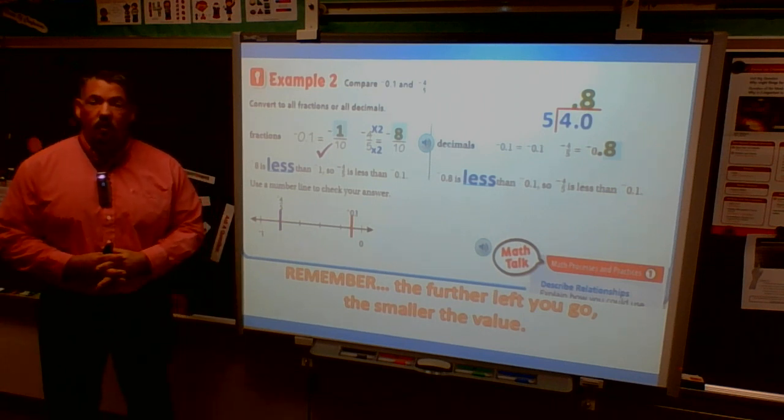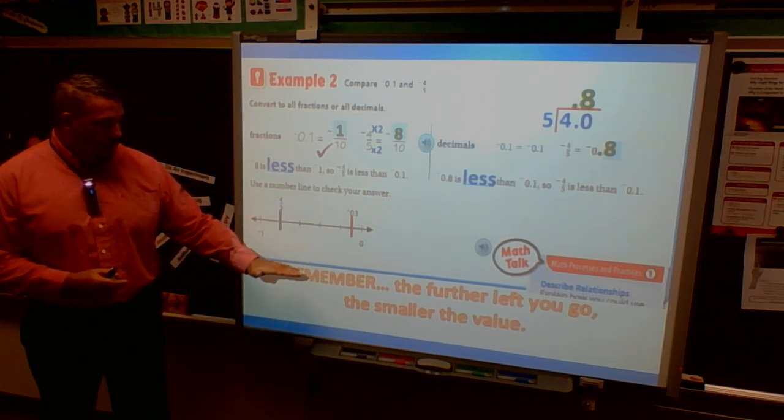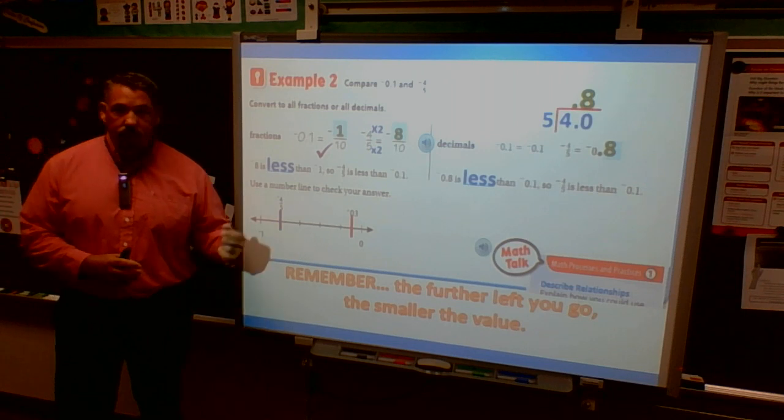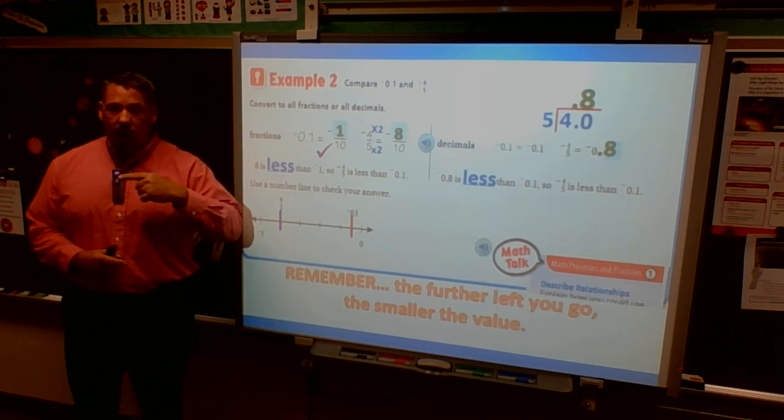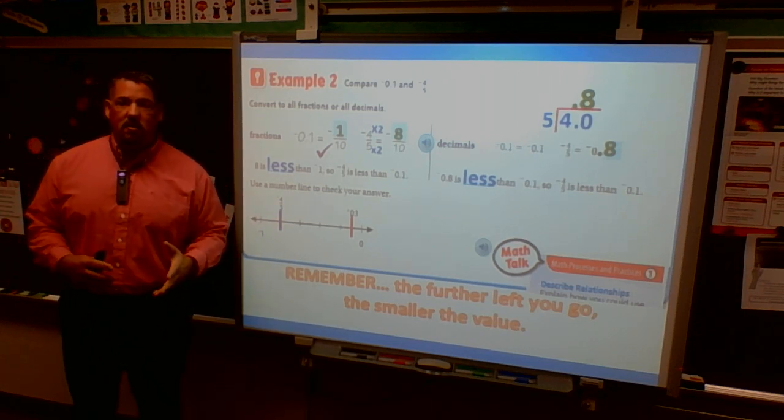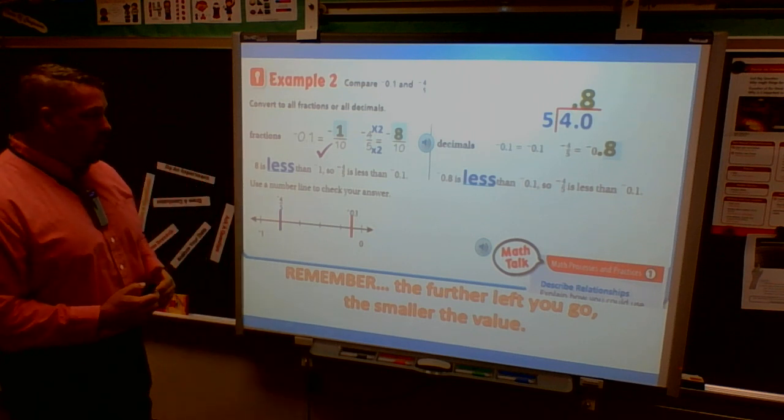So here's the key to the lesson. Remember, the further left you go, the smaller the value is. Always going to be the case when it comes to positive and negative numbers.